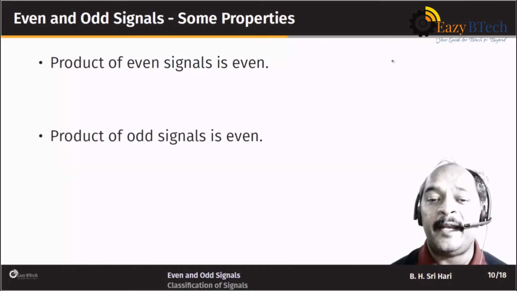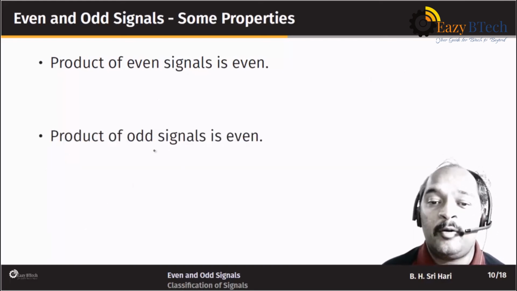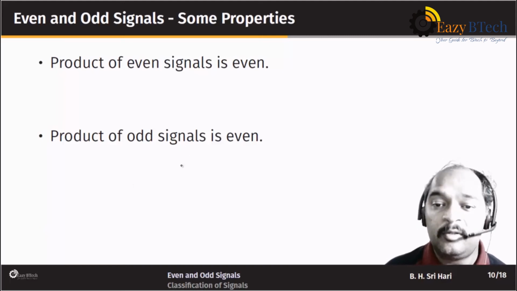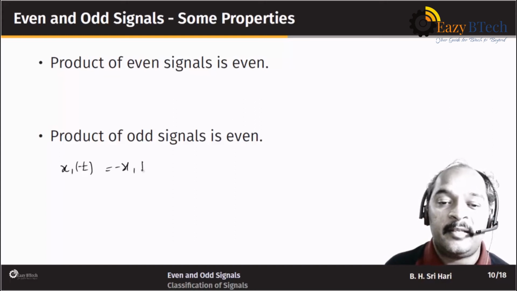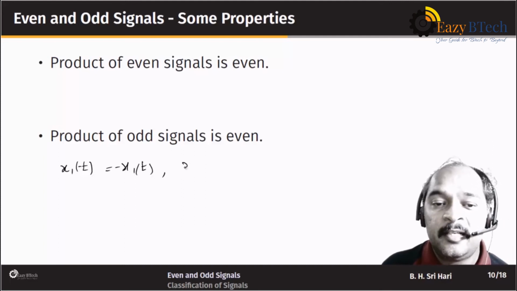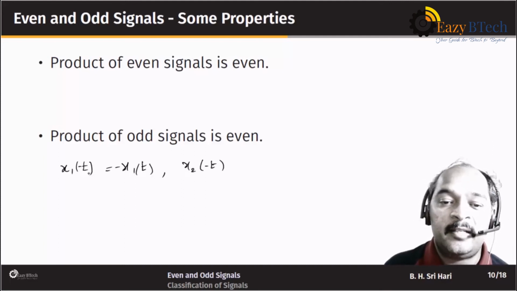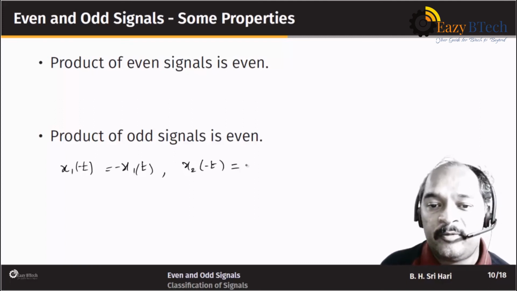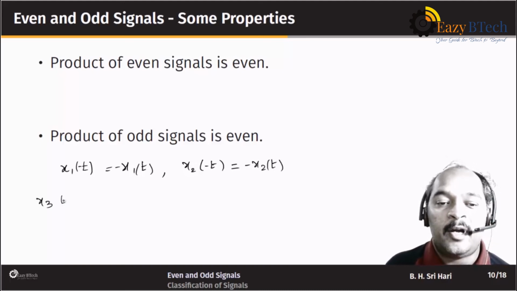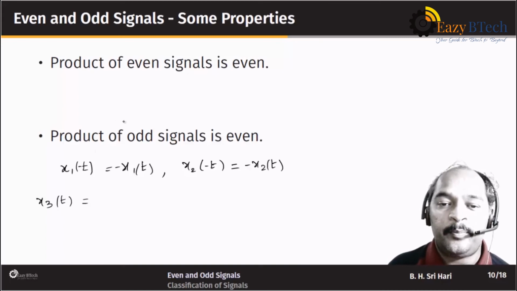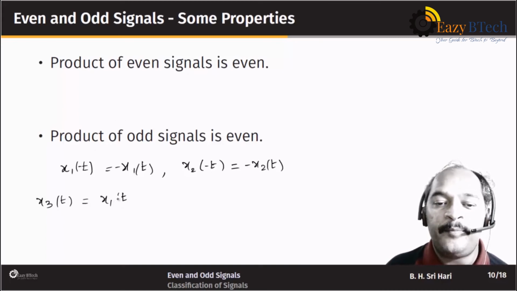Okay, right. So again, if you multiply two odd signals, the resulting signal is odd. Because the signals are odd, we can write x1 of minus t is equal to minus x1 of t. We have to take two odd signals, so we need x1 of minus t equal to minus x1 of t and x2 of minus t equal to minus x2 of t. Again, how do you proceed to check the proof? You have to take x3 of t as the product, which is x1 of t multiplied with x2 of t.